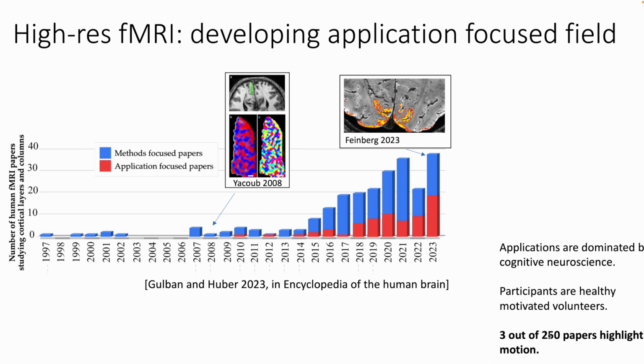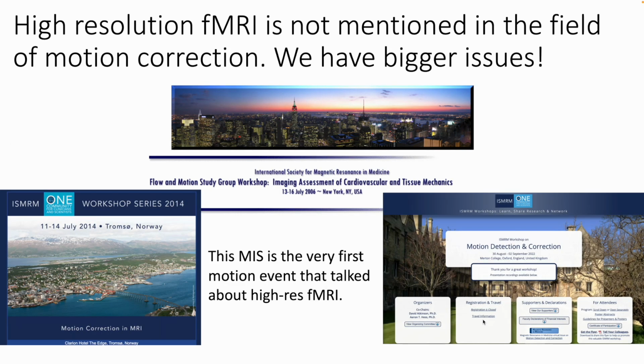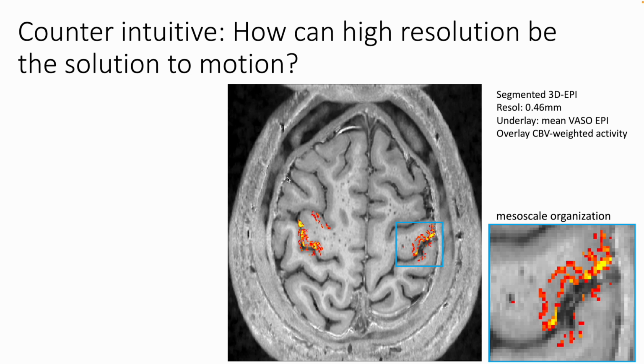Among the 250 papers published so far, only 3 single papers really focus on motion. And vice versa. Not only does high-resolution fMRI literature not care about motion, also the motion correction field does not seem to care about high-resolution fMRI either. So high-resolution fMRI was not part of any of the past workshops until the symposium today. And this disconnect between the two different fields is kind of strange, isn't it?